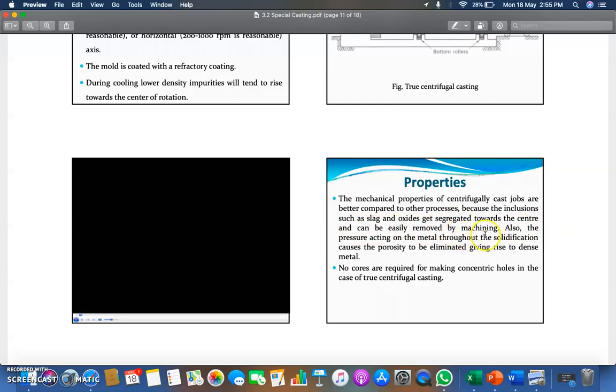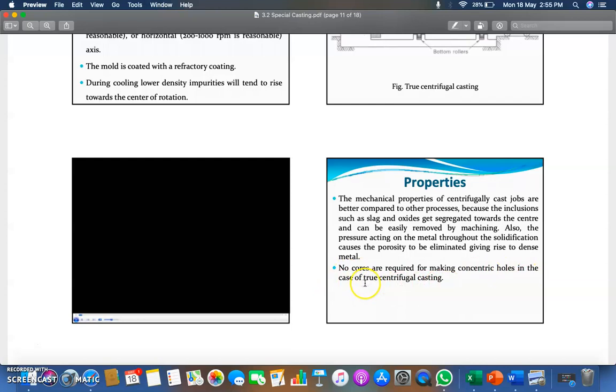Also, the pressure acting on the metal throughout the solidification causes the porosity to be eliminated, giving rise to dense material. Porosity will be very negligible in the centrifugal cast job. In this way it increases the density of the metal you are using for centrifugal casting. No cores are required for making concentric holes in case of true centrifugal casting.